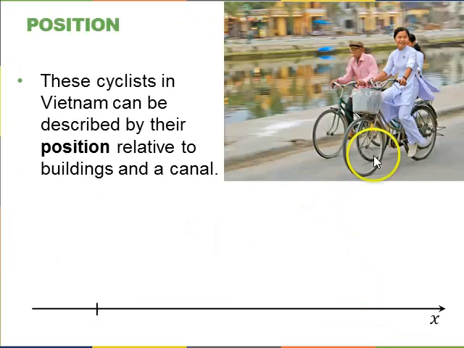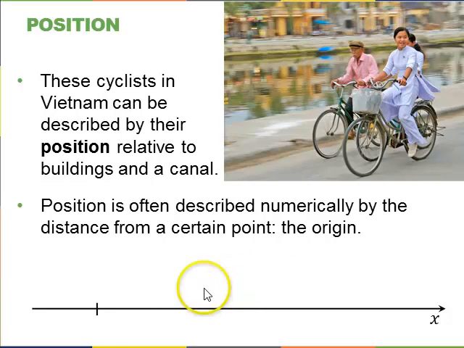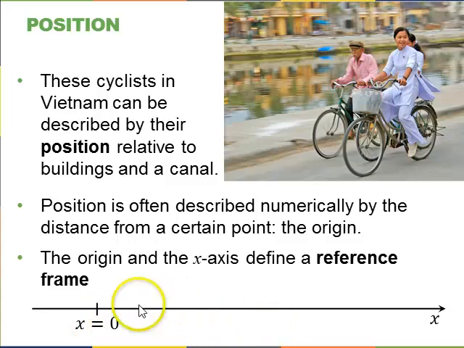So we start with position. These cyclists can be described by their position relative to these buildings and the canal. So there's usually some fixed coordinate system. And sometimes it's the x-axis. So if you define an x-axis, you can numerically define your position as being your distance from the origin, where x is 0. So this origin and this x-axis define a particular reference frame relative to which we can measure a position.